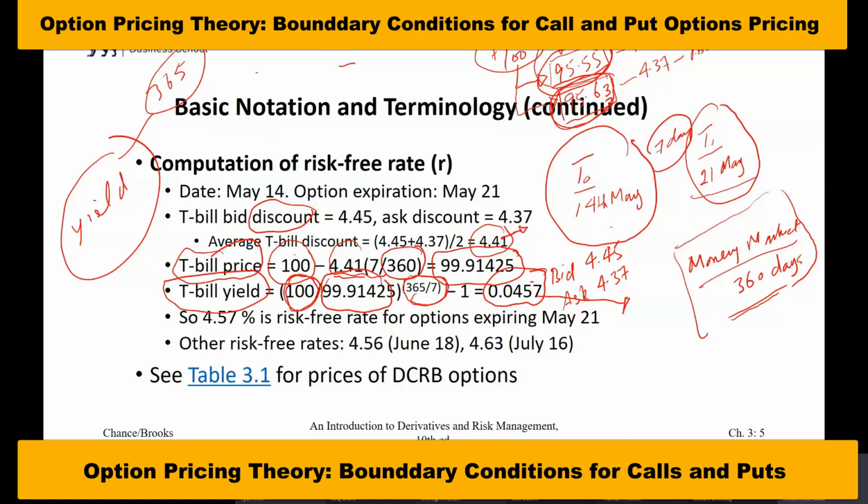So if I purchase the bond today for 95.59 and I hold it with me for 1 year, my interest will be $4.41. However, I am not holding this for 1 year or 360 days. I am holding this only for 7 days. So then the discount applicable should be only for 7 days rather than 365. So that is why I need to do 7 divided by 365. So I am calculating the price here, not the yield.